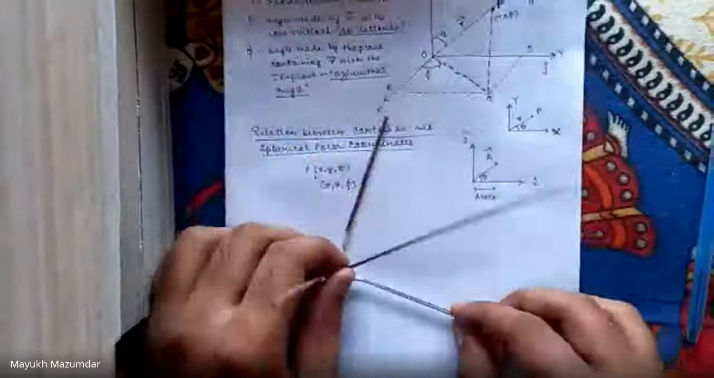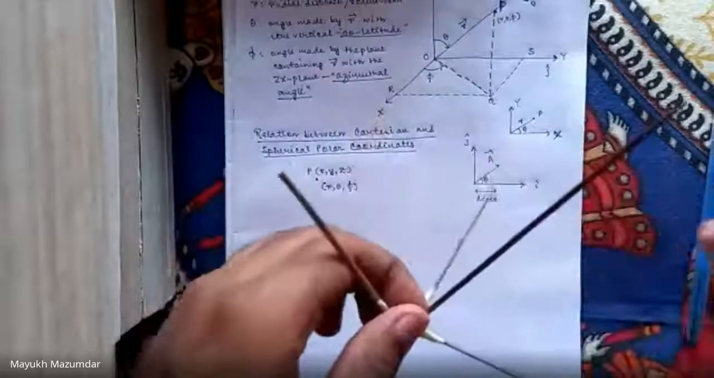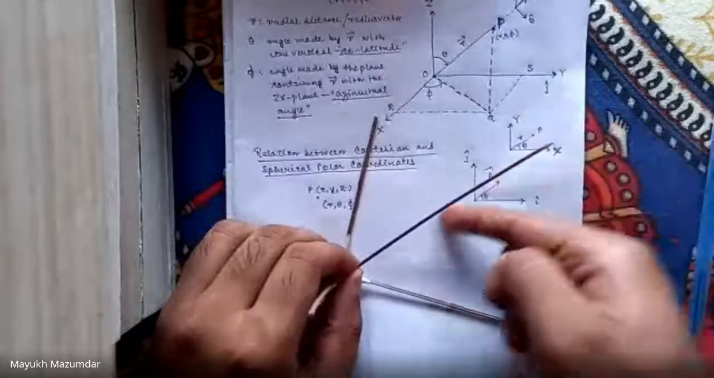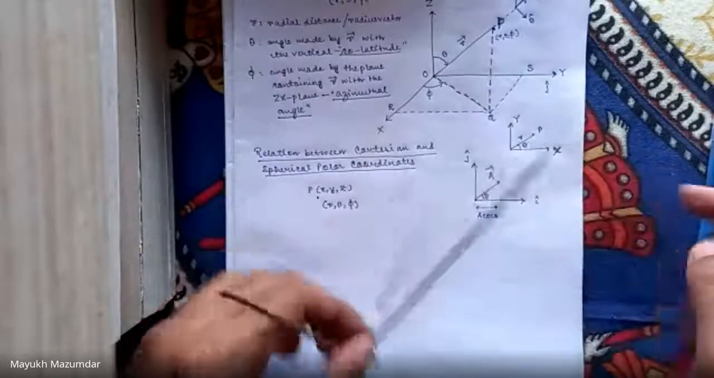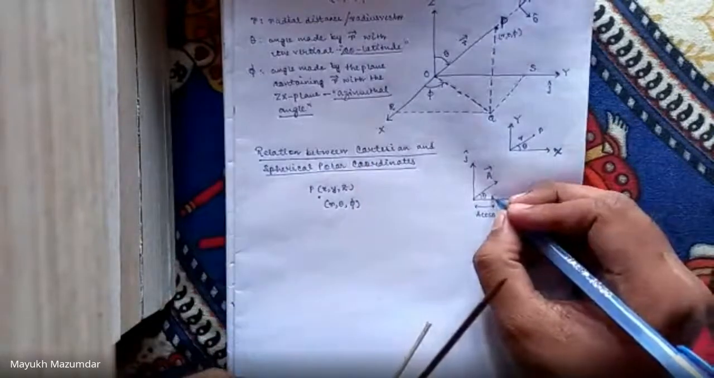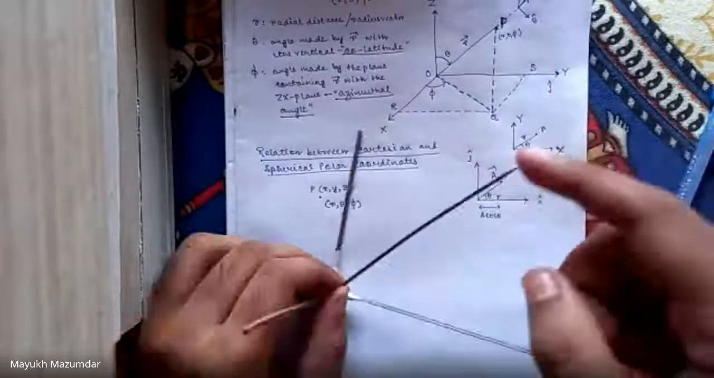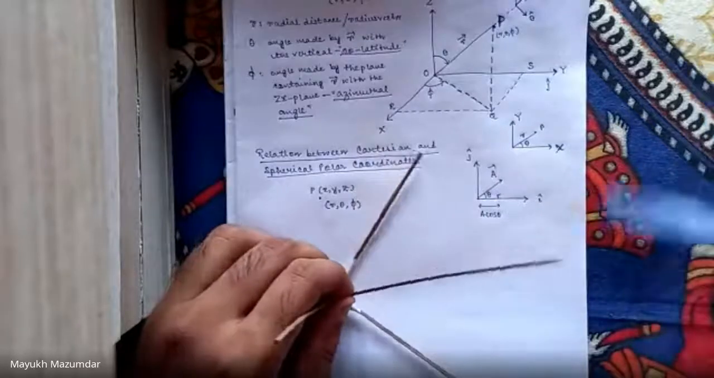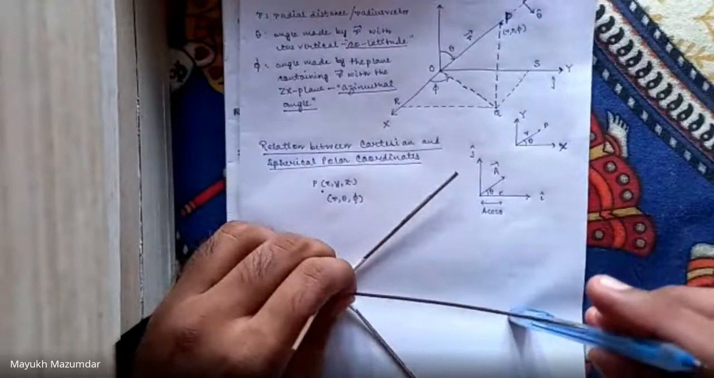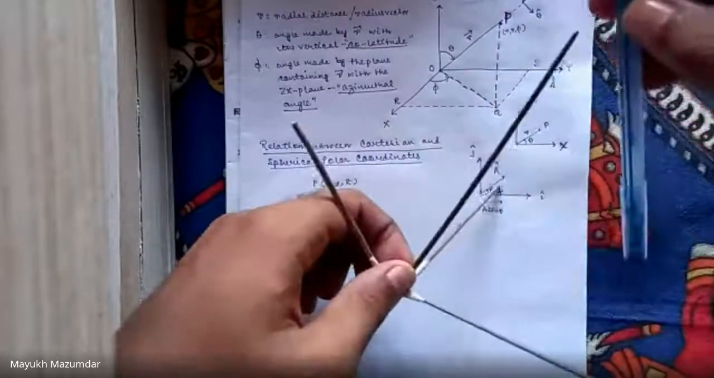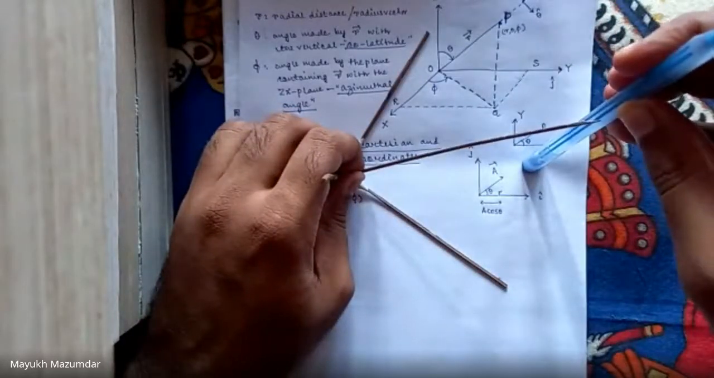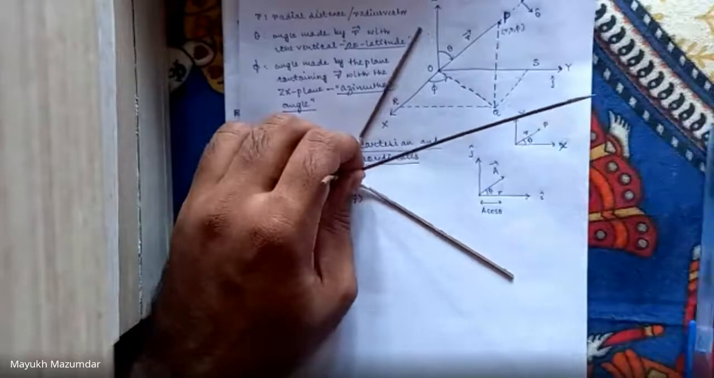Now I am telling that this R has a projection on this plane. How to draw projection? You have to drop a perpendicular from this tip. Where will that perpendicular land? It would land here, on which plane? XY plane.